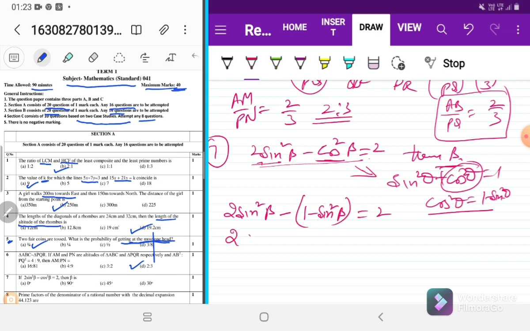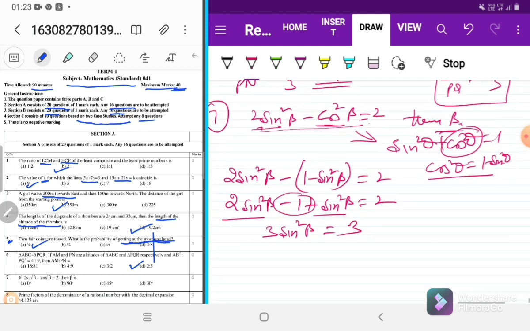Now I can open the bracket. So sine square beta minus 1 plus sine square beta equals 2. So here I have 2 sine square and 1 sine square, that is 3 sine square beta. And this 1 will shift to the other side, so it will be 3. So 3 and 3 will cancel. So what is left now? Sine square beta equals 1.